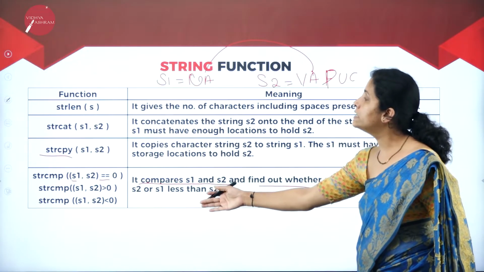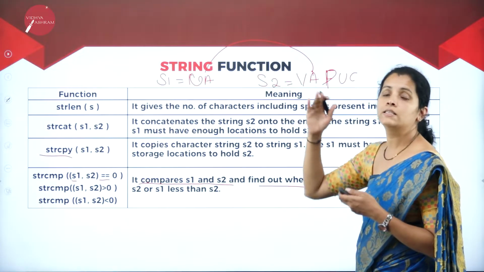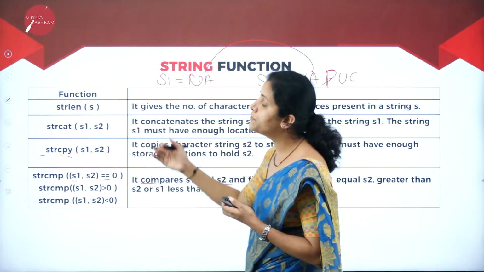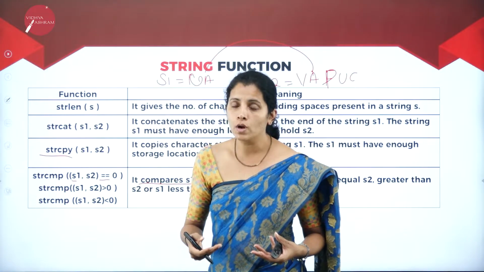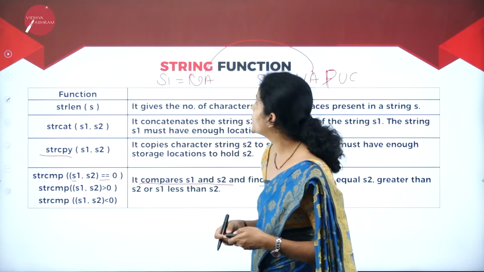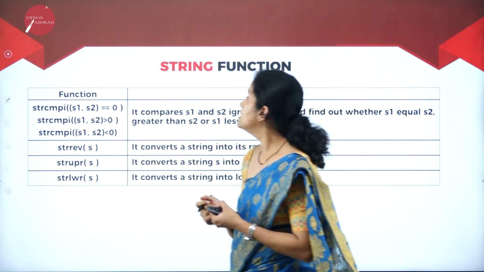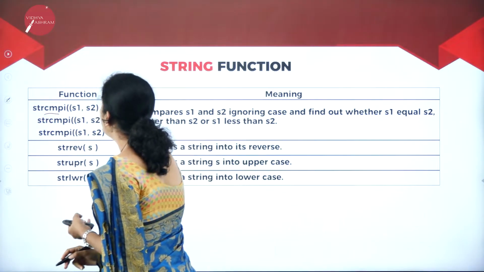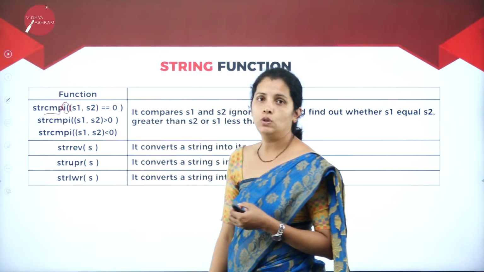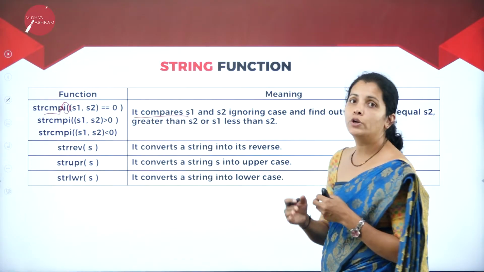So these are certain string functions I'm going to have in my string.h header file. If I want to make use of these functions in my program, what do I need to do? I need to include the string.h header file in my program. Then along with that, I'm going to have string comparison i. So what is i here? That is ignoring. It compares S1 and S2 and it's going to ignore.